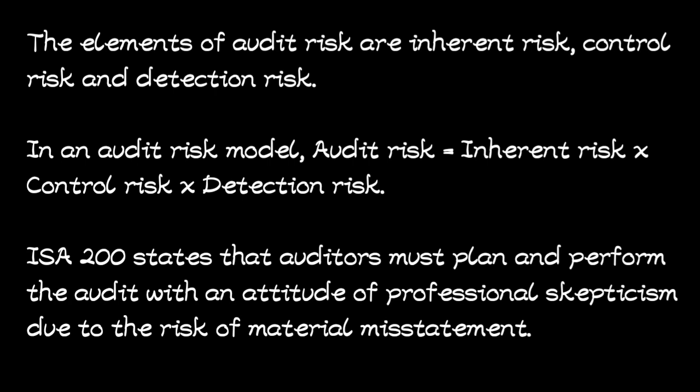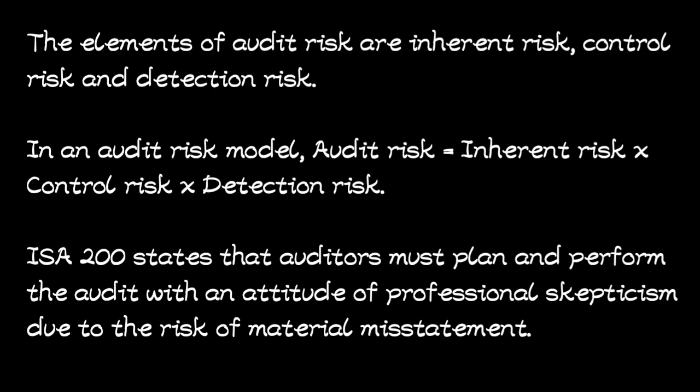So ISA 200 states that an auditor must plan and perform the audit with an attitude of professional skepticism due to the risk of material misstatements. An auditor must plan and perform an audit with an attitude of professional skepticism. By professional skepticism, we mean that an auditor should perform an audit with a questioning mind. Like they question everything that they see. They do not trust anything. They do not trust anybody.